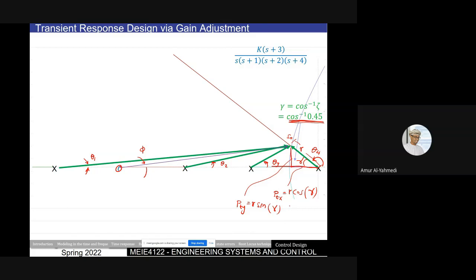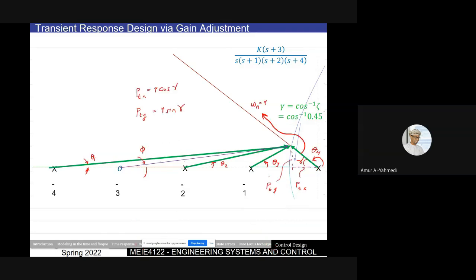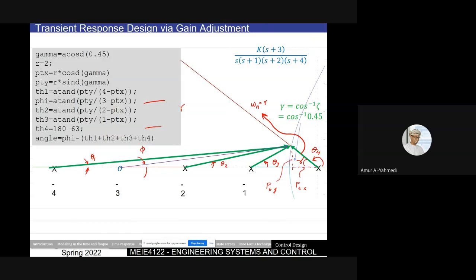So I need to assume R. As we did in the previous problem, we'll assume R and calculate PTX, PTY, and on that basis calculate theta 1, theta 2, theta 3, theta 4. So we'll do it that way. With this diagram, this is my PTX and this is my PTY as we did it. We can calculate theta 1, theta 2, theta 3, theta 4, and so on. And therefore, we can calculate the angle and change R till we get the right R.